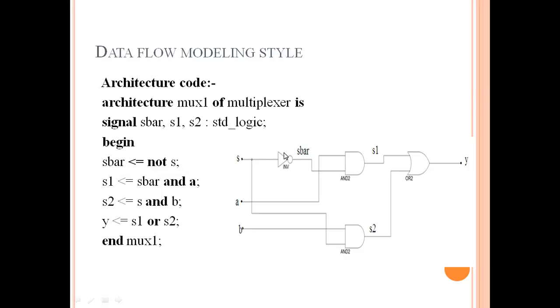At the inverter, we get s bar as the output by applying s. At the first AND gate, we get s1 by applying a and s bar, and at the second AND gate we get s2 by applying s and b. Finally, y as the output is taken by applying s1 and s2 at the OR gate. At last, we have to end the architecture by using the end keyword followed by the name of the architecture.